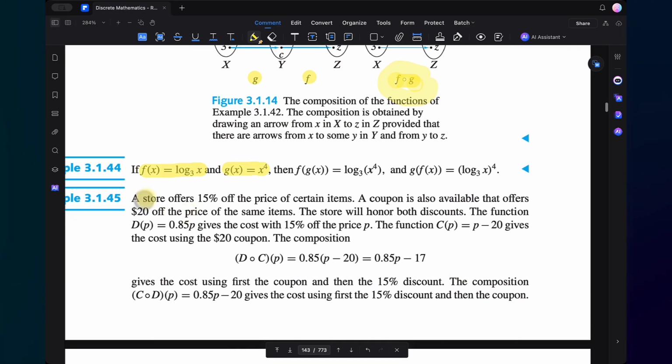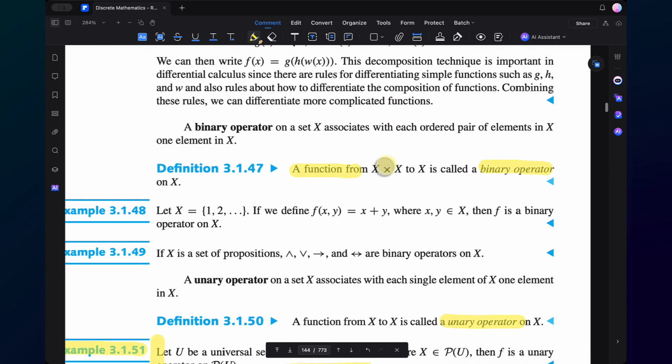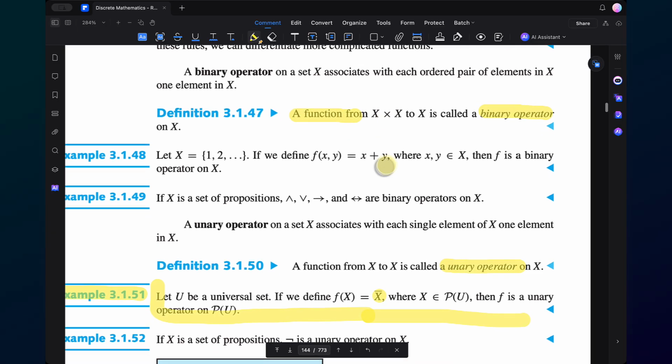Okay, here's a good one. If f(x) is the logarithm base 3 of x and g(x) is x to the fourth, then f composed with g of x is just the logarithm base 3 of x to the fourth. And this should all be a review for you if you've gone through a calculus class or anything like that.